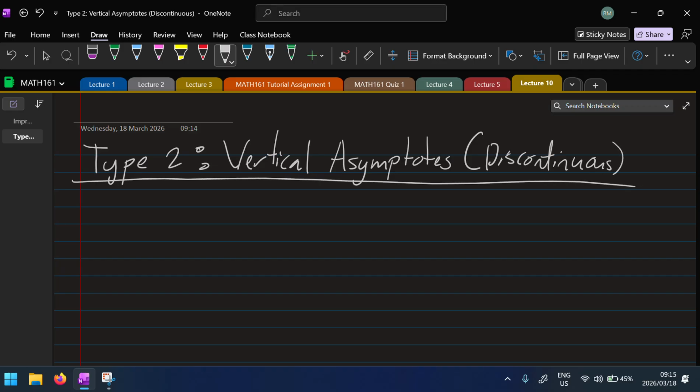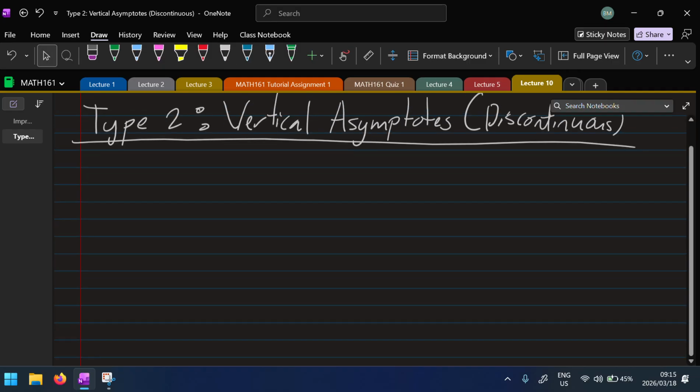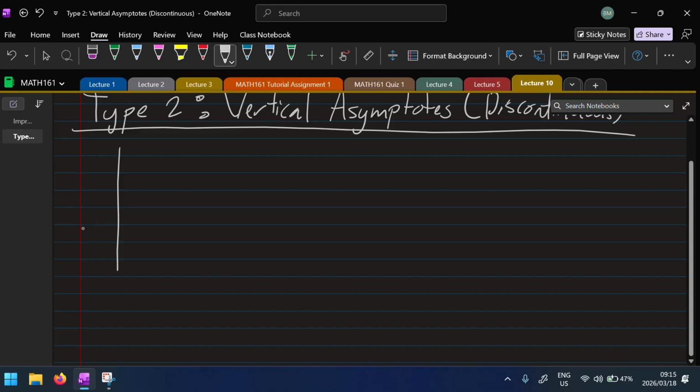Okay. So for type 2, somewhere on the interval from A to B, there's a vertical asymptote. So the asymptote can either be at A, it can be somewhere in between A and B, or it can be at B. Okay, so it's somewhere on that interval. So it can either be like this.